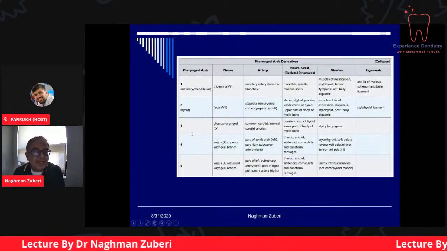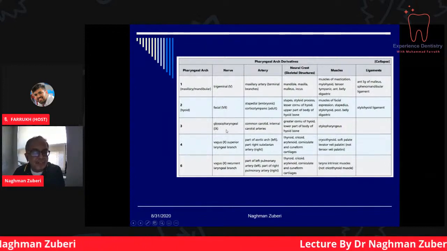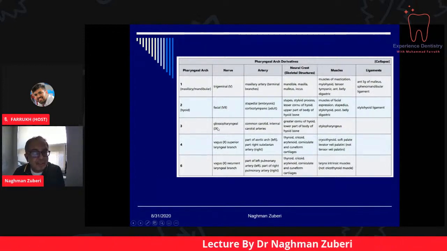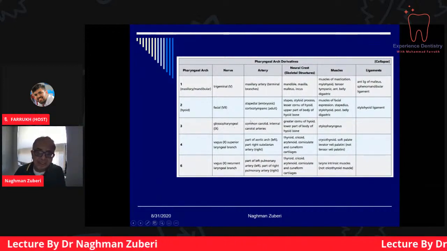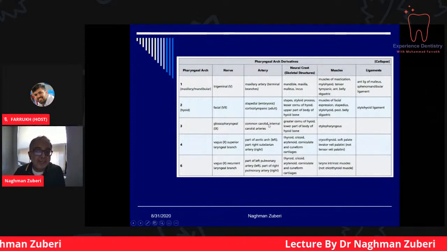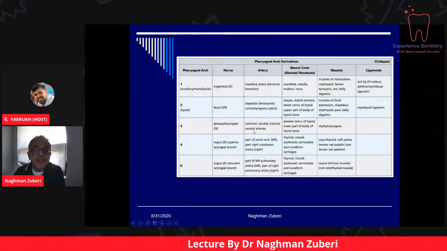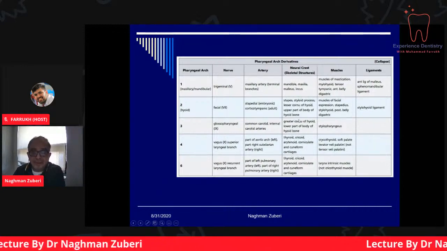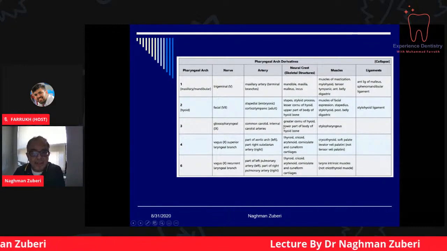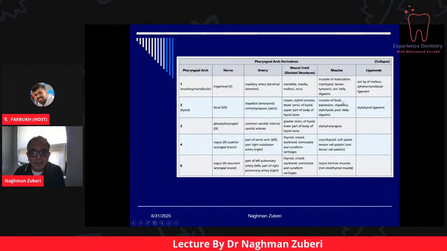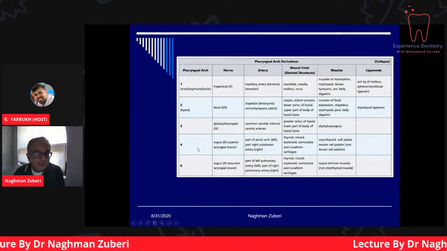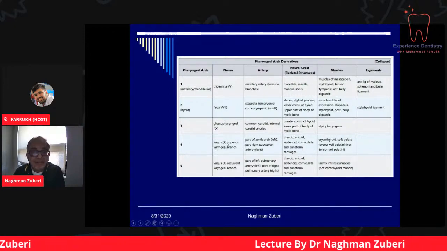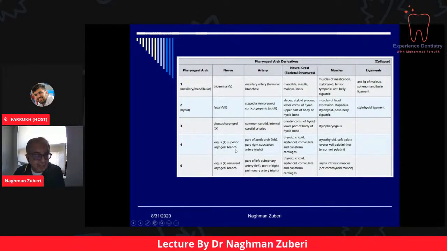Then comes the third pharyngeal arch, the glossopharyngeal arch, and the nerve is glossopharyngeal, the ninth cranial nerve. The artery is the common carotid artery as well as the internal carotid arteries. The skeletal structures are the greater cornu of the hyoid, the lower part of the body of the hyoid bone, and the muscle stylopharyngeus. Then comes the fourth one, vagus and superior laryngeal branch.